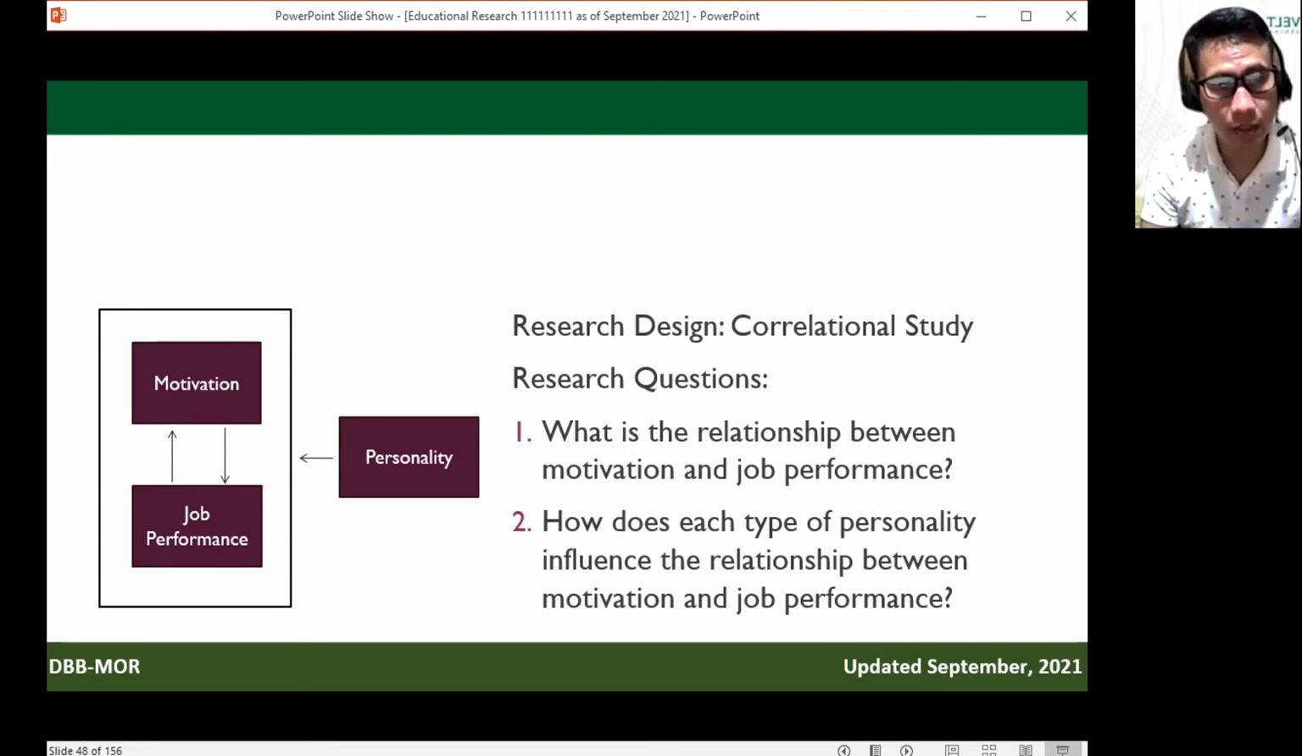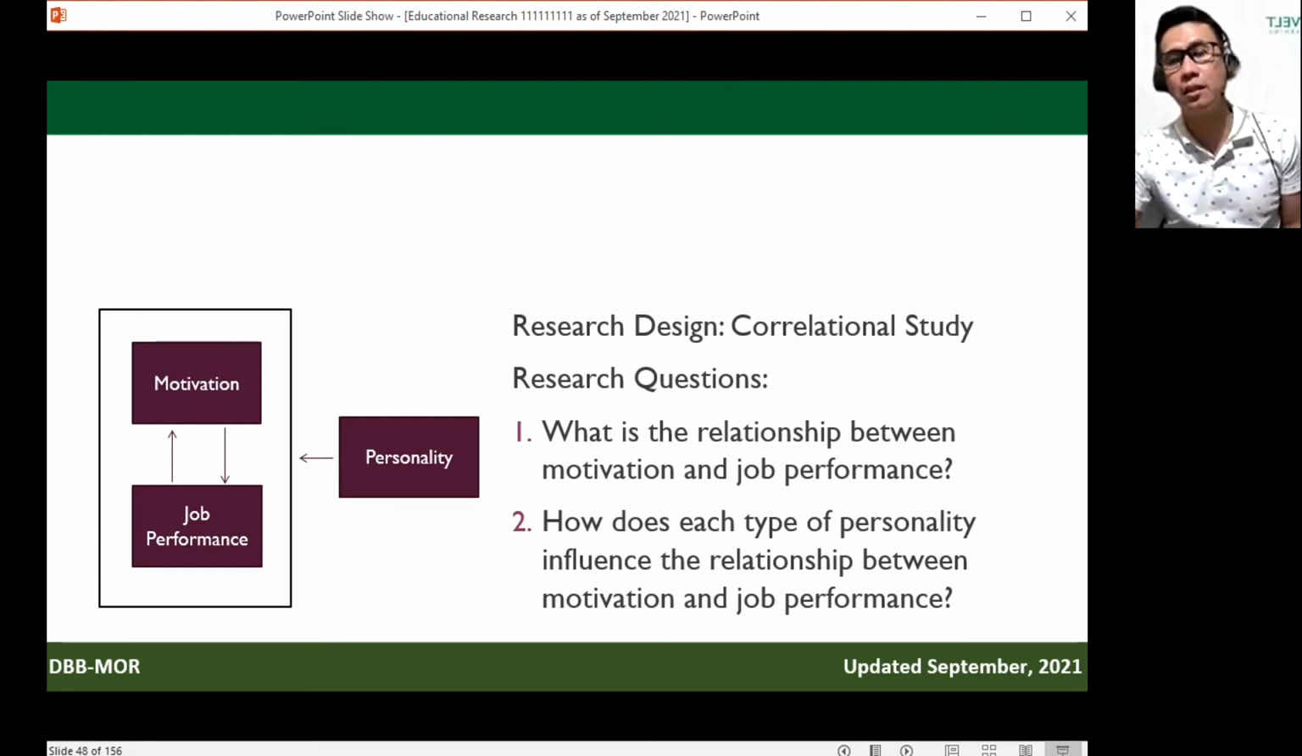So what is the relationship between motivation and job performance? So you will try to take a look if there is a relationship between motivation and job performance. If they are motivated, are they going to perform well? If they are not motivated, then they will not perform well. But how does the type of personality influence also the relationship between the two, the motivation and job performance? So it's all about relationship. But you will not do, of course, experimentation. You will just try to take a look, considering, therefore, your participants.